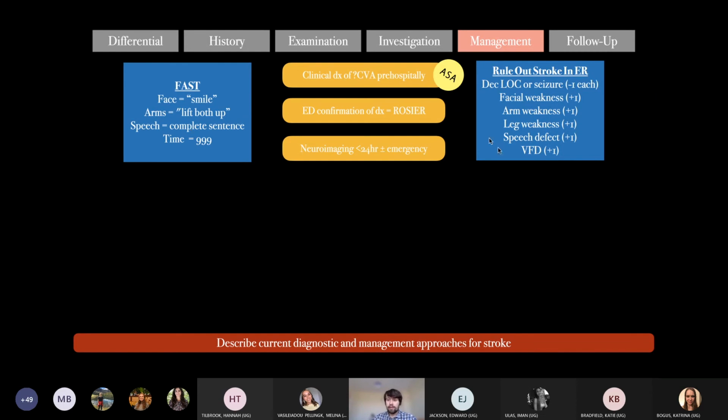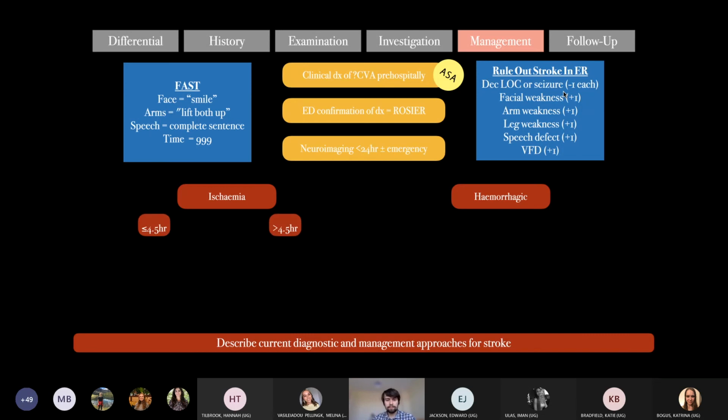Now, for the rule out stroke in the emergency room, my BFAST mnemonic covers Rosier. So if you remember BFAST, you've got Rosier. But do bear in mind that if the patient has a decreased level of consciousness or a seizure, it is a negative mark for your Rosier scale. Okay? So how we treat this now breaks up into two threads. Are they having an ischemic stroke or are they having a hemorrhagic stroke? So our CT is going to tell us which one they're having.